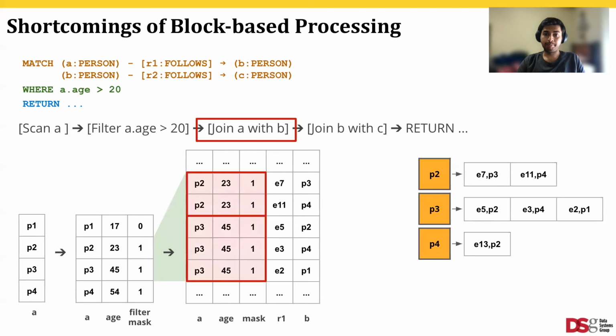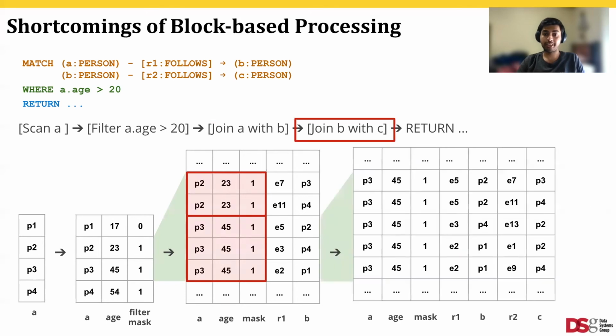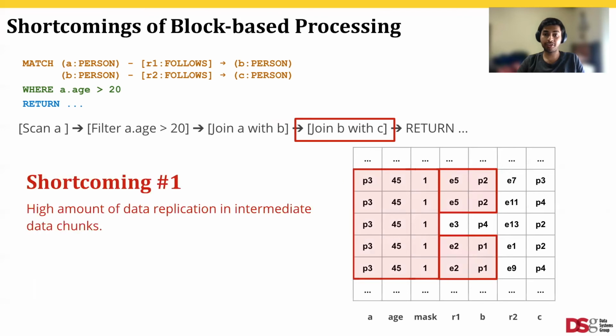Here, only part of the intermediate chunk is shown, but as you can see, P2 is replicated twice and P3 thrice. That is the number of elements in their forward adjacency lists, respectively. Similar replications happen on the next join too, as can be seen in vectors A, R1, and B. Hence, as a shortcoming, there is a high replication of data in intermediate data chunks.